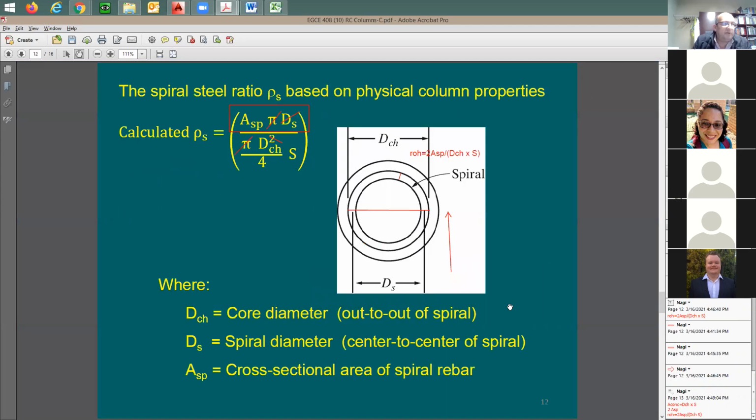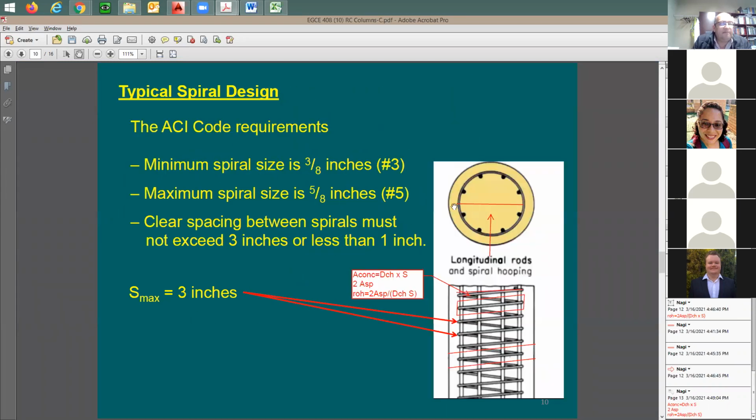Not clear. What do you mean in both directions? Look at this column here. You cut a section this way and then you look that way, right? You figure out rho in this direction, which means this one. And then you come back again and cut another section through the column like this, and then you look this way and figure out rho in, let's say, the X direction.